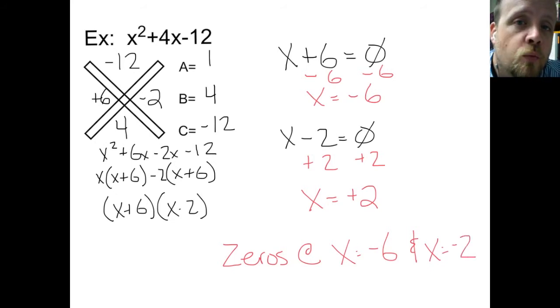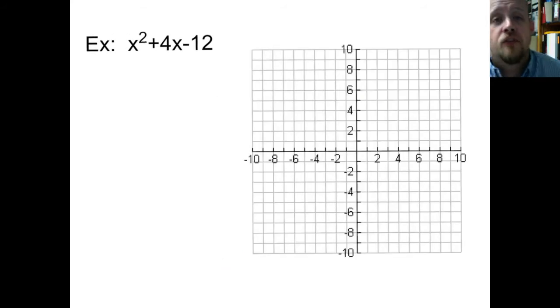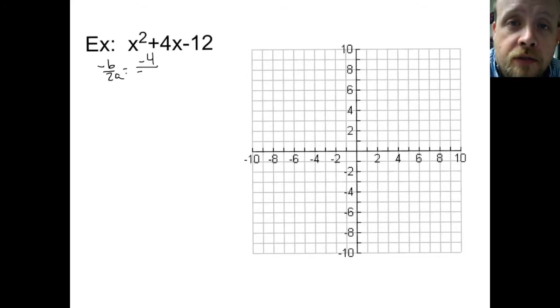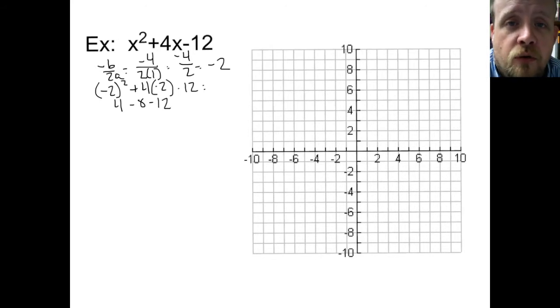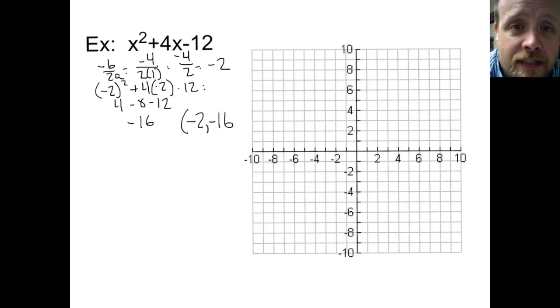Now to test this, we can go ahead and graph it. So let's do that. Let's fly through this and find our points. Negative b over 2a gives us negative 4 over 2 times 1, which gives us negative 4 over 2, which gives us negative 2. Plug that back in, we get negative 2 squared plus 4 times negative 2 minus 12. That's going to give us 4 minus 8 minus 12, which will give us negative 16 in the end. So our vertex is at the point negative 2, negative 16.